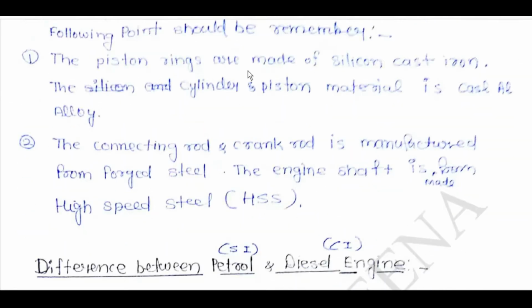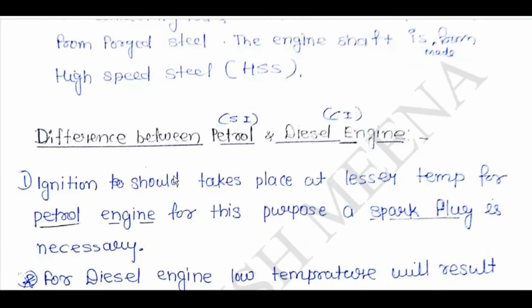The following points should be remembered. The piston rings are made of silicon cast iron. The cylinder and piston material is cast aluminum alloy. The connecting rod and crank rod are manufactured from forged steel. The engine shaft is made from high speed steel, HSS.